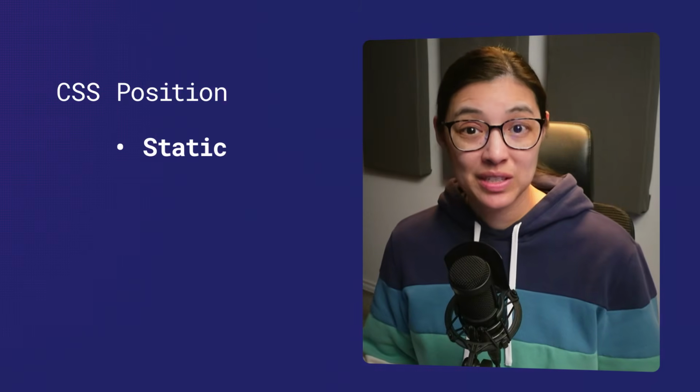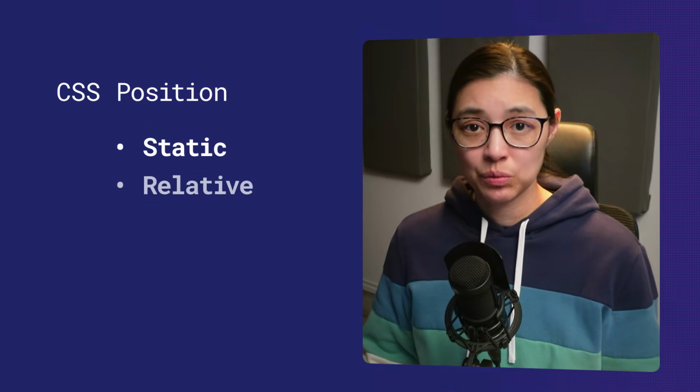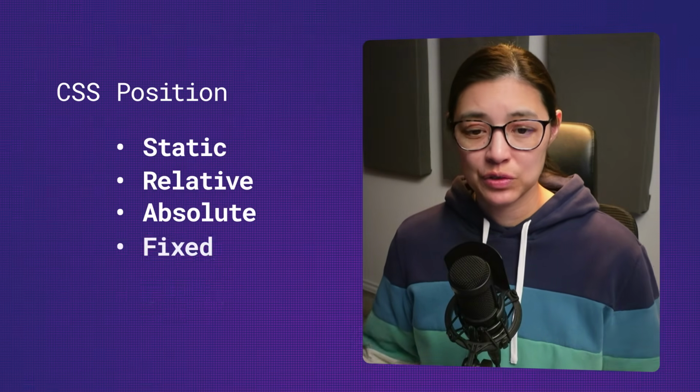Hey folks, in this video I'm going to show you how to use the CSS position property. You can use the position property to control exactly where an element will be displayed on the page in relation to itself, a parent element, or even the entire viewport. Now the position property is by default set to static, but you can also set it to relative, absolute, fixed, or sticky. We'll be taking a look at all of these starting with position static.